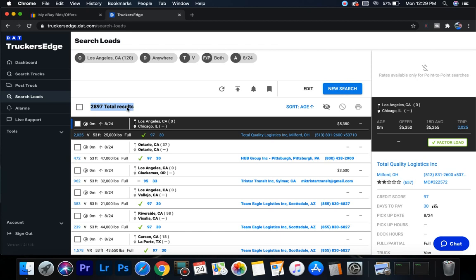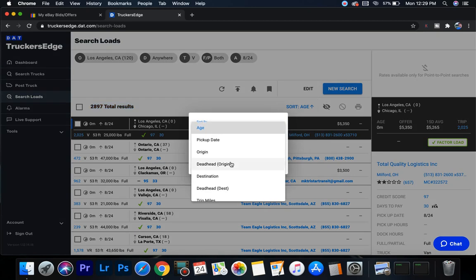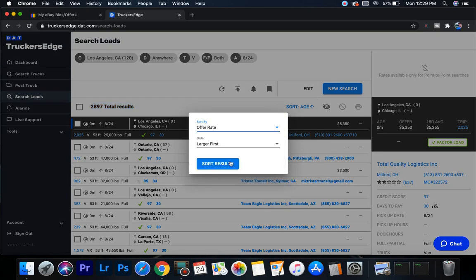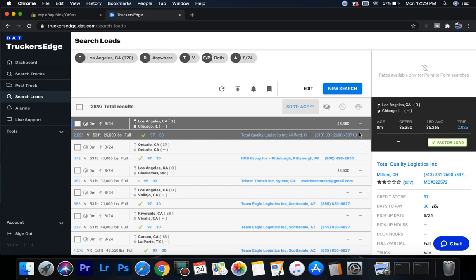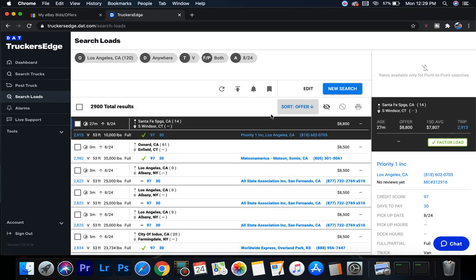2,897 loads in the market. 2,897. That's looking good. Let's see who all's got some money on the boards. Let's see if we got some more $8,000 loads like we did last week. Maybe. And we do. We got an $8,800 load. Priority one. And they got the check. So they will factor that with Triumph Business Capital.